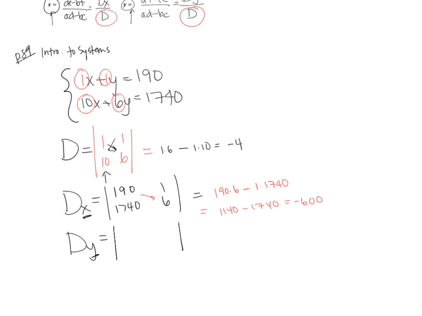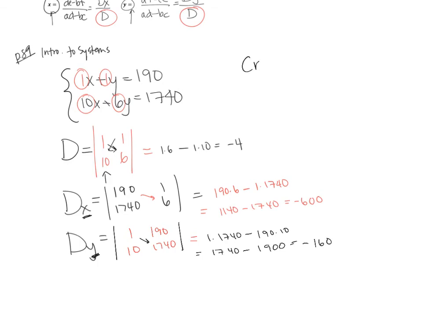Let's see, our Dy, we're going to replace the y column. So this little x or this little y is telling me which column to replace. So we're going to keep the 1 and the 10, and we're going to replace the 1 and the 6 with the 190, 1740. And go through this process again, finding the determinant. So we have 1 times 1740 minus 190 times 10. This will be 1740 minus 1900, which will be negative 160.